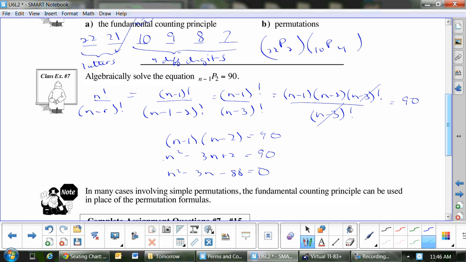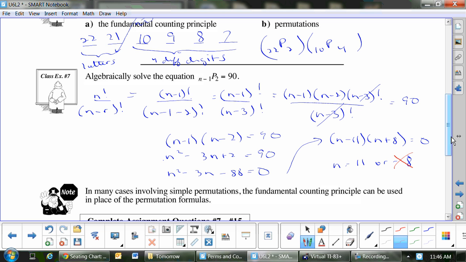Okay, two things that add to give me negative 3 and multiply to give me negative 88: negative 11 and 8. So n minus 11, n plus 8 equals 0. So n equals 11 or negative 8. We already know negative 8 is bad. Therefore, here would be the question. I know it would be. What is the size of the group?